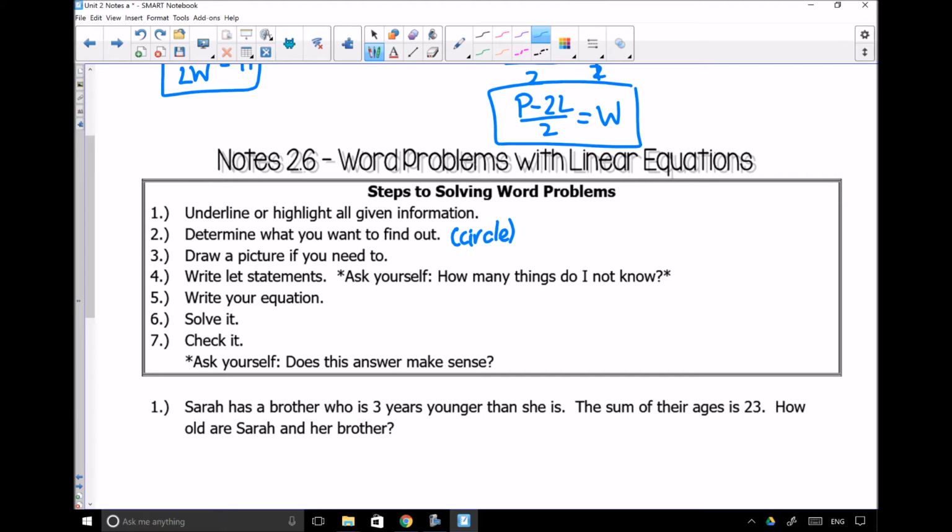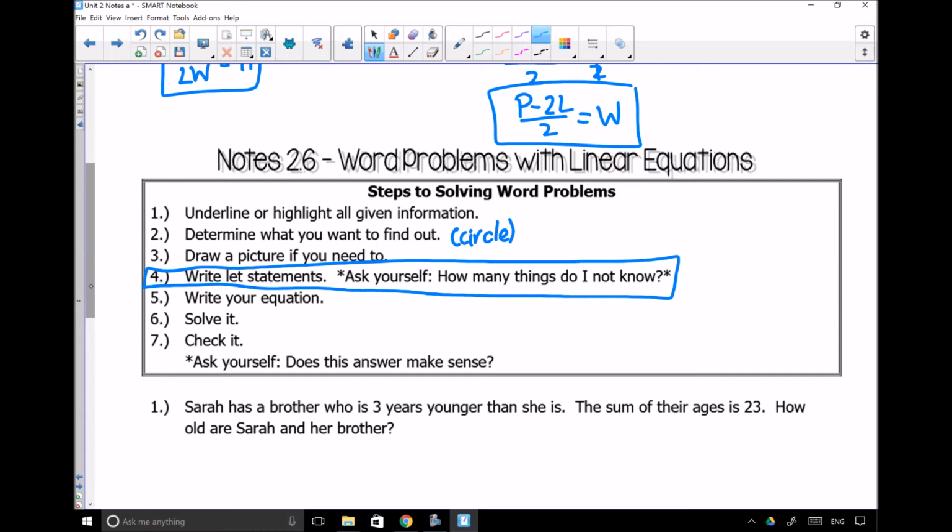Step 4 is to write let statements, and you need to ask yourself, how many things do I not know? Please put a big box around this piece right here. So many people will skip this step because they think they don't need to do it, but this is the most crucial step in the process when you're trying to solve word problems. If you do step number 4, the rest of your problem is going to be so much easier to solve, okay?